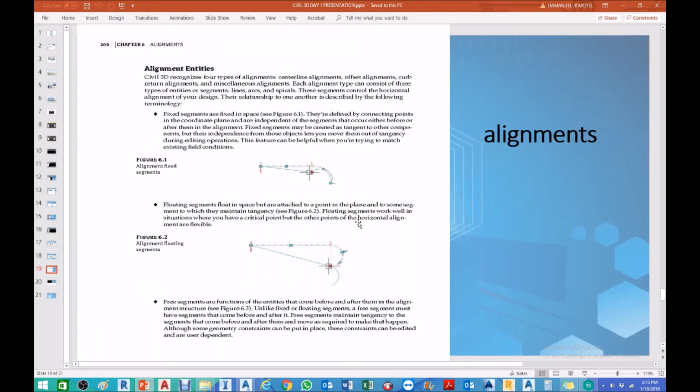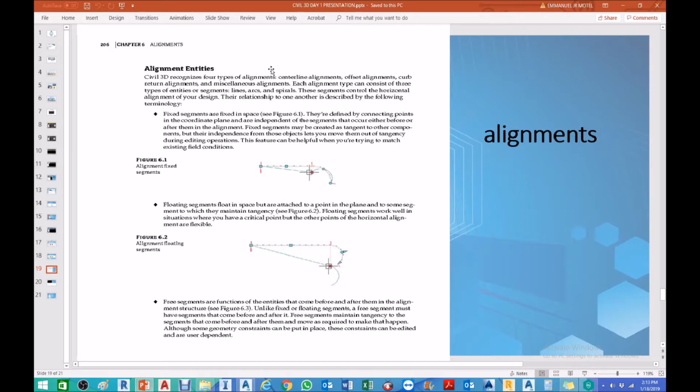Okay, so for our first topic for this afternoon, we will have the alignment entities. Before we could create a corridor or road in Civil 3D, our first step was the topographic survey or the surface. We need it in order to get the NGL level or existing ground. And then we will run a profile on that.